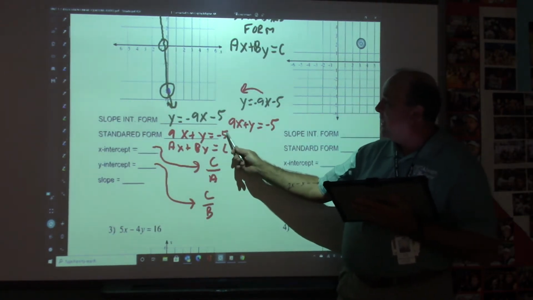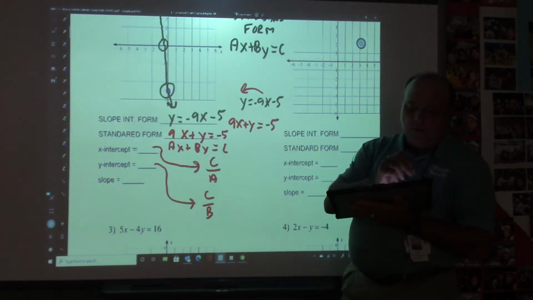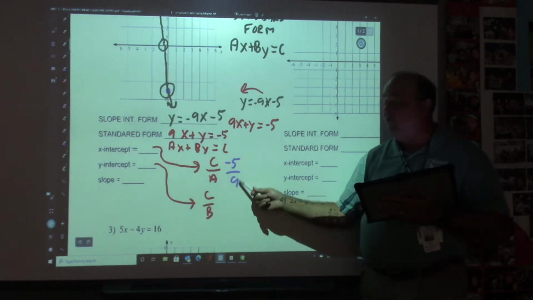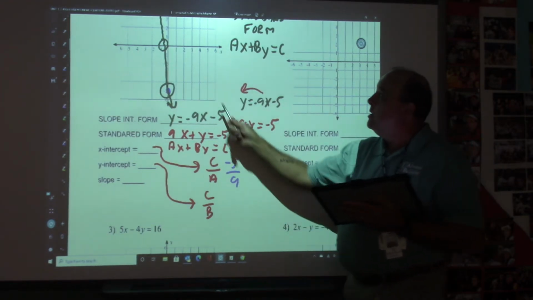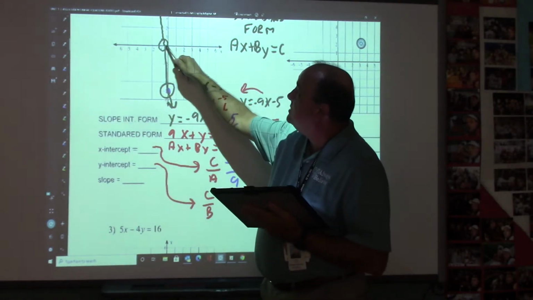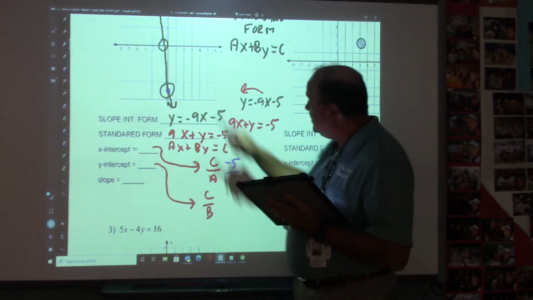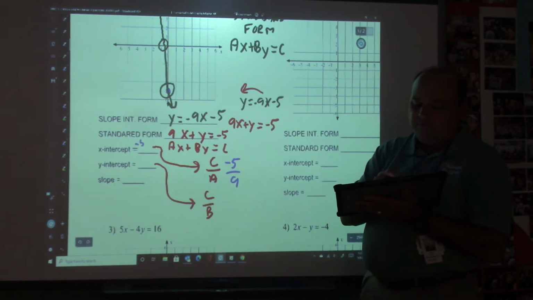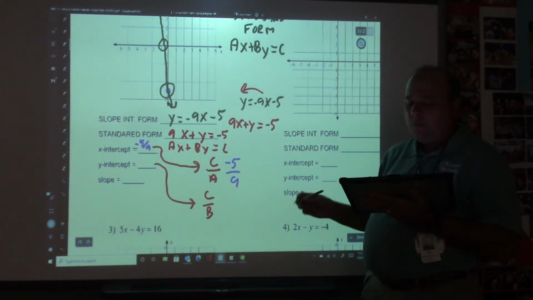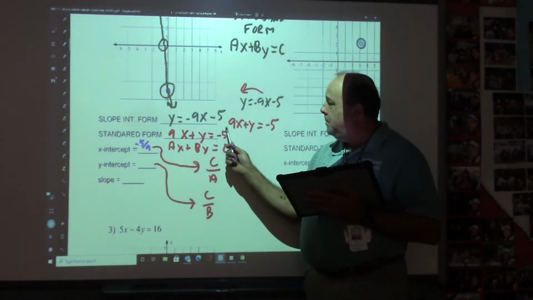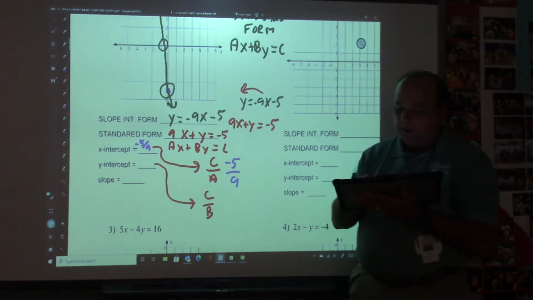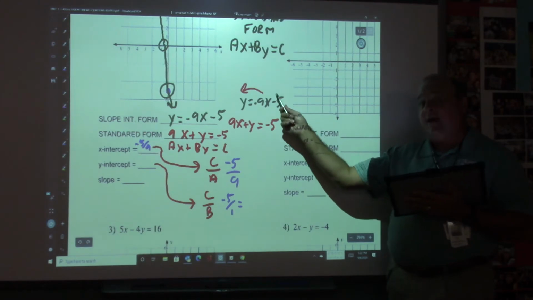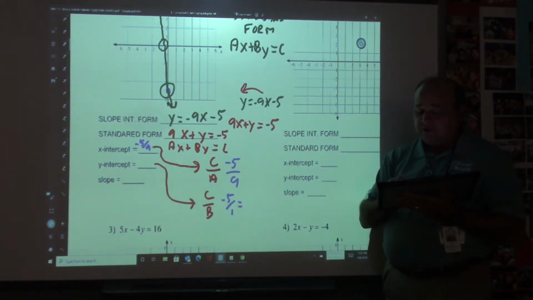So let's work this out. We're going to put -5 over 9, right? Will -5 over 9 simplify? It won't, will it? Notice this line crosses between 0 and -1, right? It crosses at -5 over 9. So I'm going to put -5 over 9 for my x-intercept. And my y-intercept will be -5 divided by 1, won't it? We already know the y-intercept is negative 5, but this gives us negative 5 also, doesn't it?